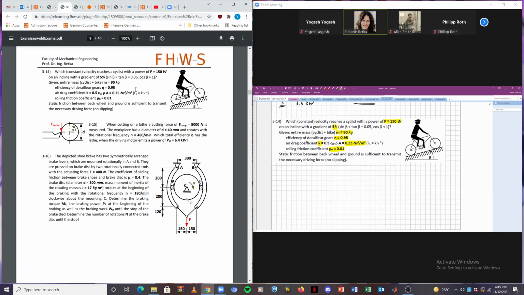We assume that the static friction between the back wheel and the ground is sufficient to transmit the necessary driving force, meaning that there's no slipping or sliding of the tire. And we have to find the velocity that the person reaches.